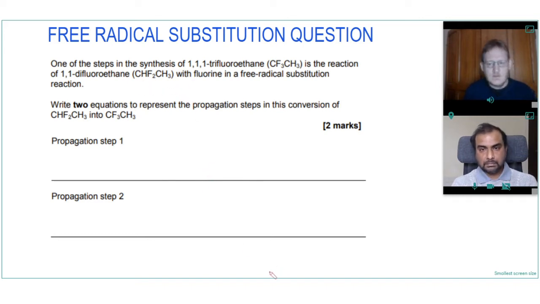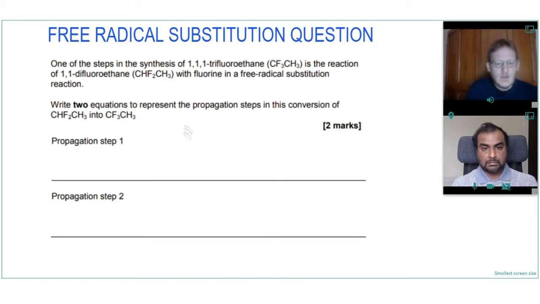So two things we've got to remember from free radical substitution reactions. In propagation steps, there's always a reactant and a free radical, and a product and a free radical. That's going to help us with the steps. And also in the first propagation step, we'll get hydrogen fluoride or hydrogen chloride as one of the products to help us along.